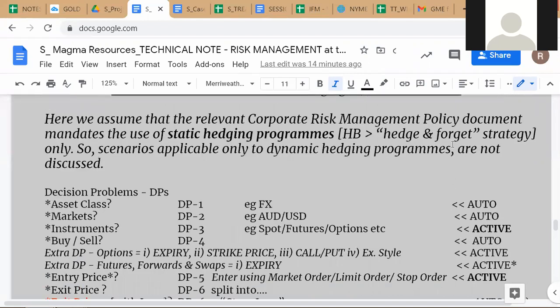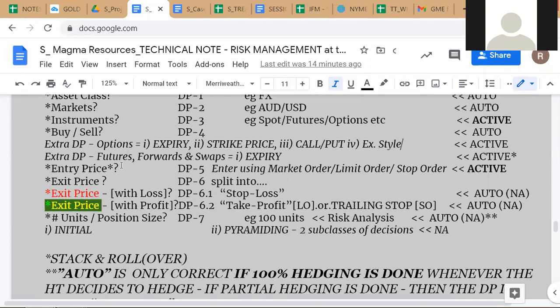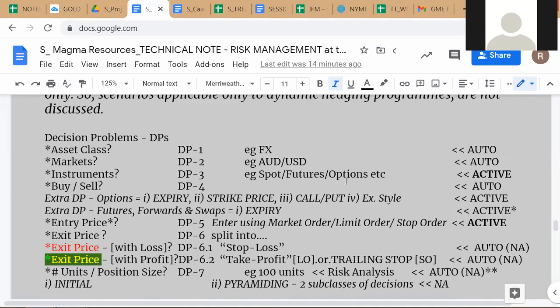So at the level of DP4 itself, while the basic buy-sell decision is automatically solved in a hedging context, risk management, managing a passive risk book, there are certain additional decisions which arise depending on what instrument you chose. If you chose options, you'll have to take all these additional decisions. And if you chose futures, forwards, swaps, you'll have to take the additional expiry decision.